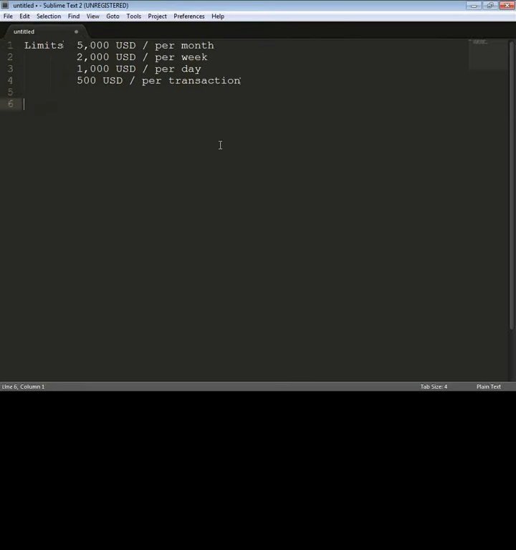Okay, so the overall credit card limit that they tell you is $5,000. But then you have an additional limit.